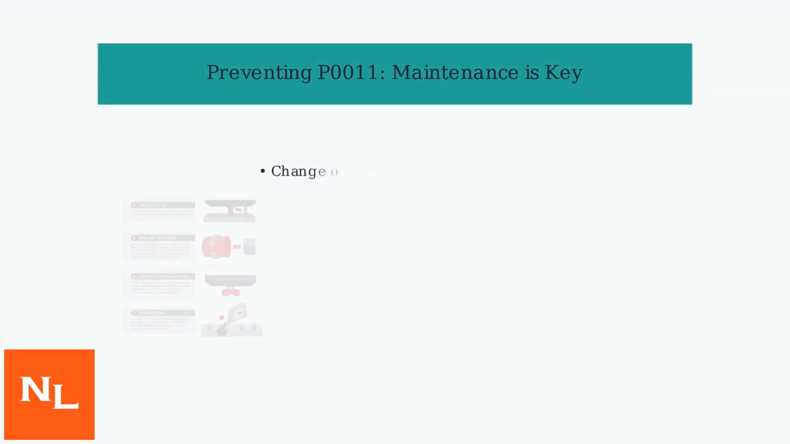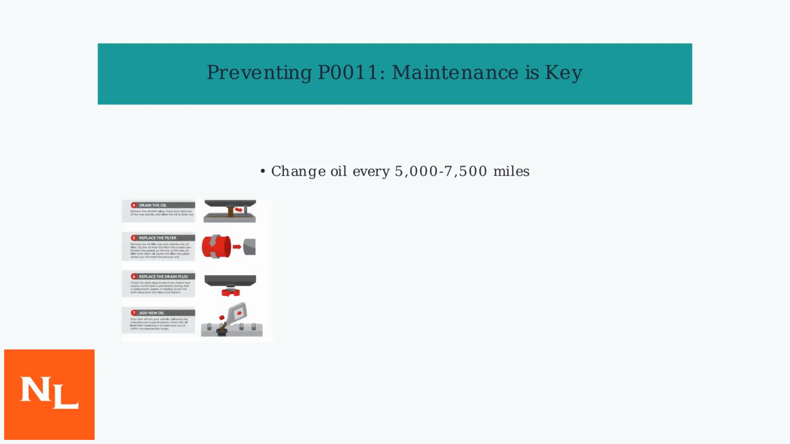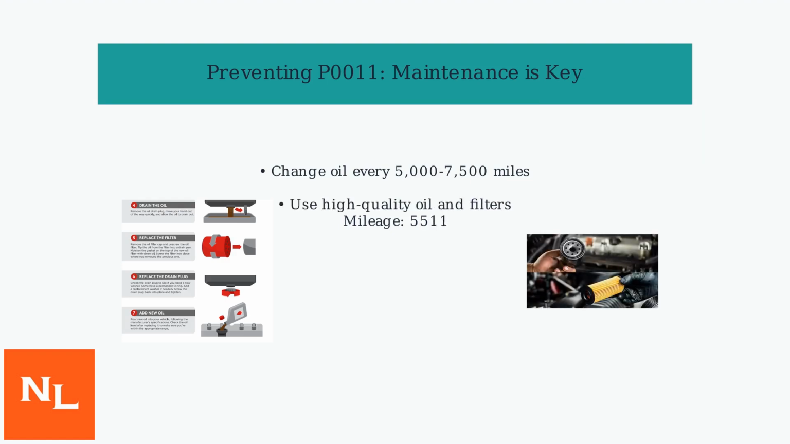Preventing P0011 often comes down to regular maintenance. Change your oil every 5,000 to 7,500 miles to keep the variable valve timing system functioning properly. Use high-quality oil and filters that meet manufacturer specifications. Poor quality oil can lead to sludge buildup and affect VVT components.